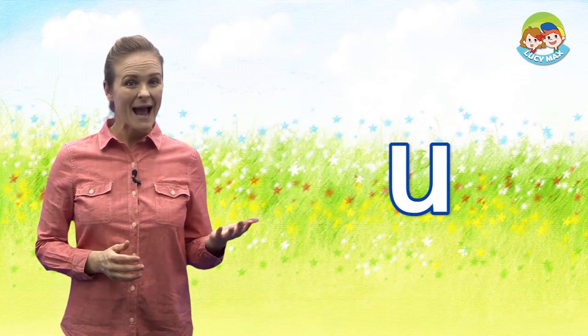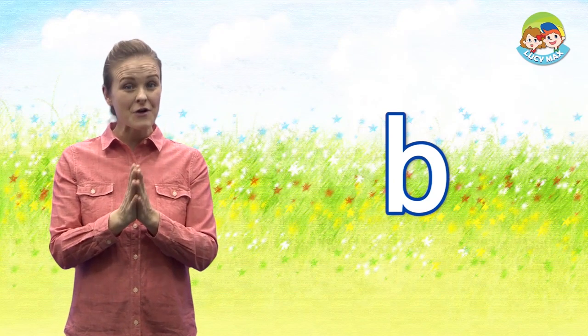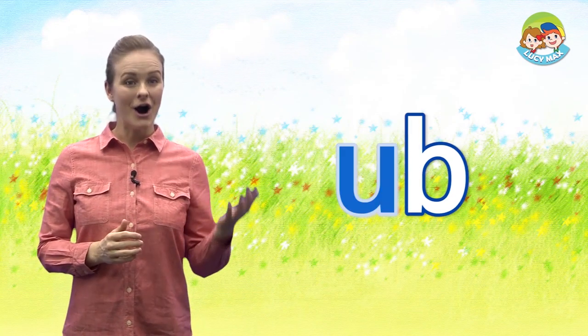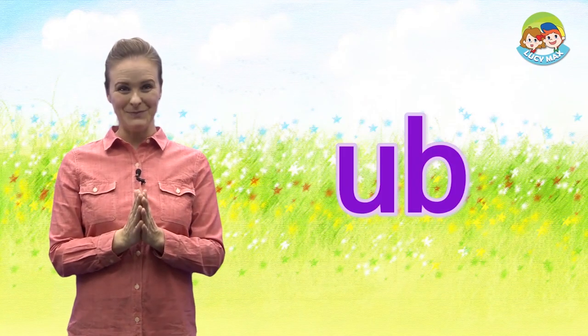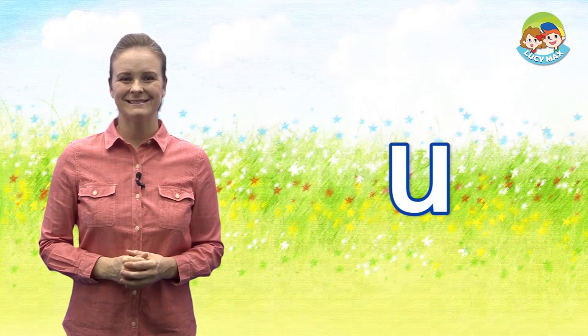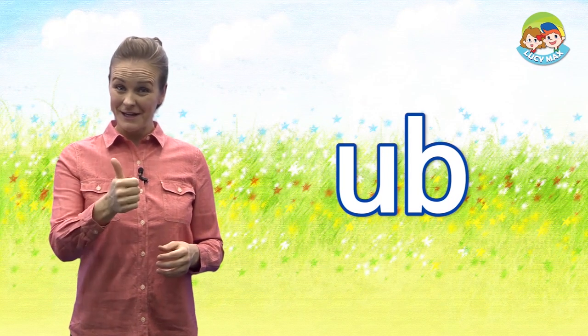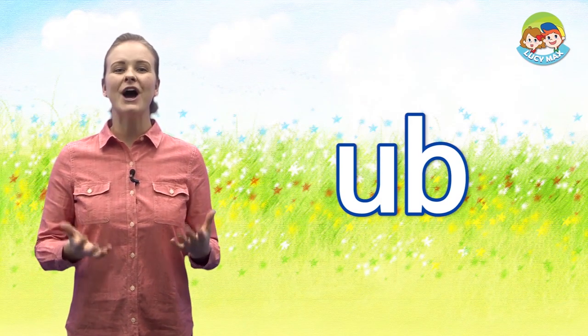We are doing Lesson 12. We will practice a sound. U makes the a sound. The sound ub is first. A and b together is ub. A, b, ub. Now you try. Very good. Let's see some pictures that have the sound ub.